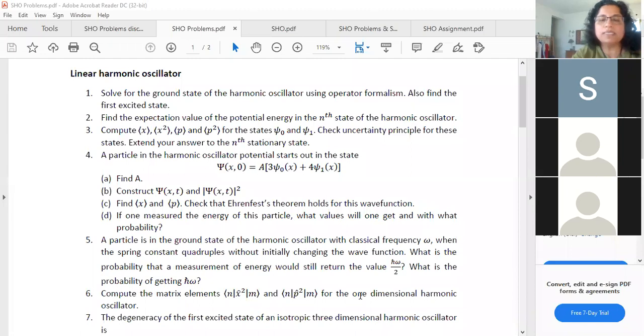Okay, so what it is asking is, what is the probability that a measurement of energy would still return the value ħω/2? Now remember, ħω/2 was the ground state energy of the original system. Now what is going to be the ground state of the new system? ħ·2ω/2, so it will become ħω, correct? Obviously, that is going to be the ground state.